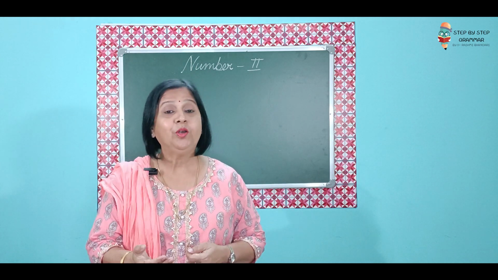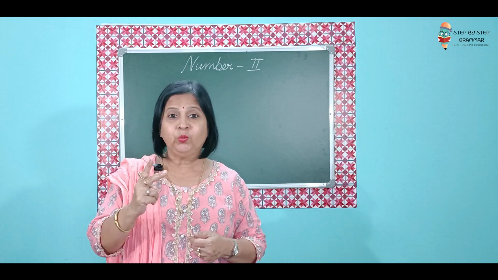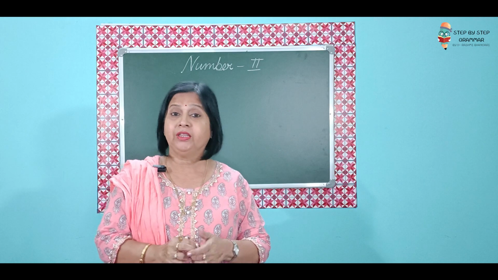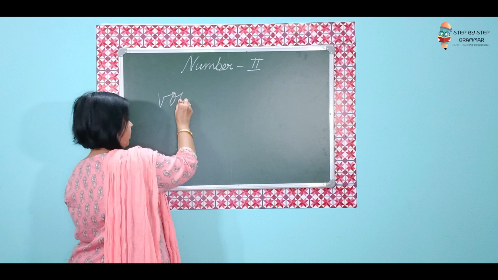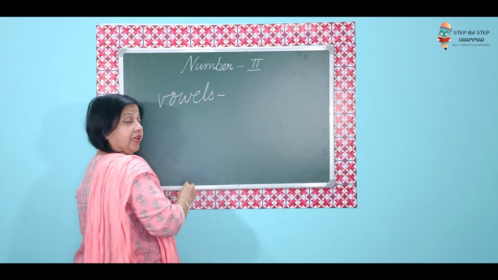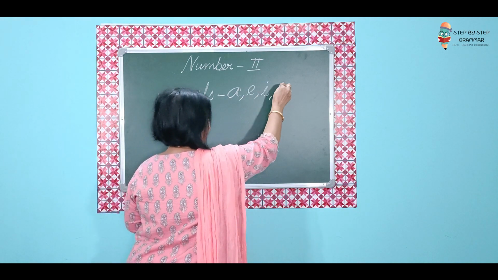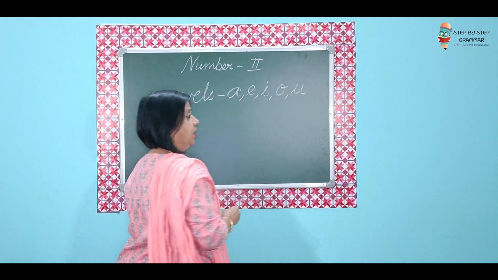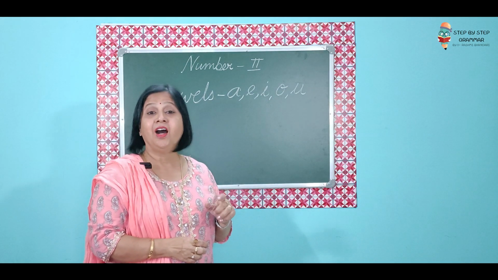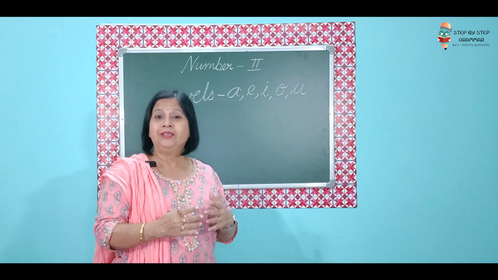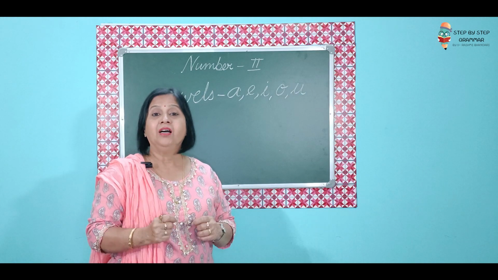Now, before moving on to the 5th rule, let us look at 2 words which you are already familiar with: vowels and consonants. What are vowels? A, E, I, O and U are called vowels. And how do we pronounce them? Vowels. Many a time we hear people saying "wowels", but it is vowels.